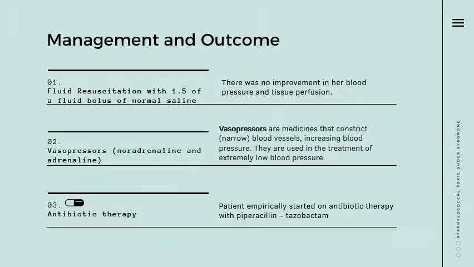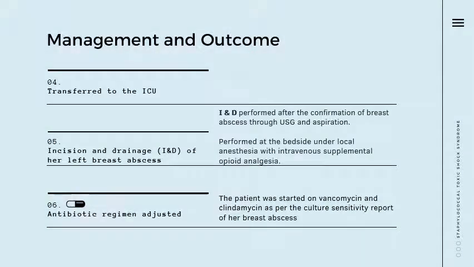Next, the patient was started on antibiotic therapy with piperacillin tazobactam. The patient was then transferred to the ICU. So after the confirmation of her breast abscess through ultrasonography and aspiration, an incision and drainage of her left breast was performed at the bedside under local anesthesia with intravenous supplemental opioid analgesia.